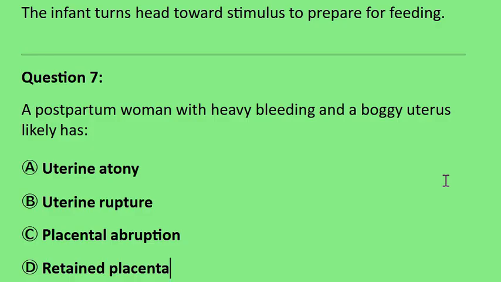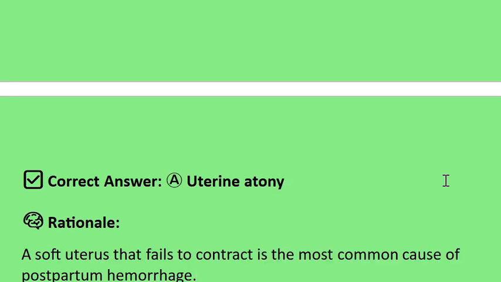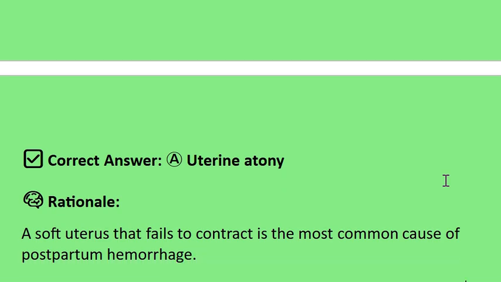Again, most important question. Read carefully, select your best choice, and share in the comment section whether you were able to give the answer correctly for this question. In this situation, the correct answer is option A, uterine atony. The rationale is a soft uterus that fails to contract is the most common cause of postpartum hemorrhage.